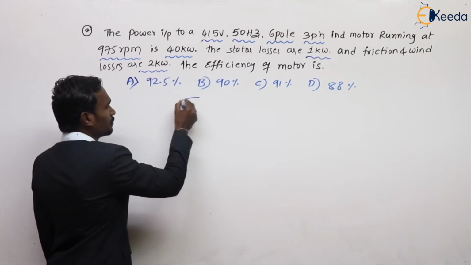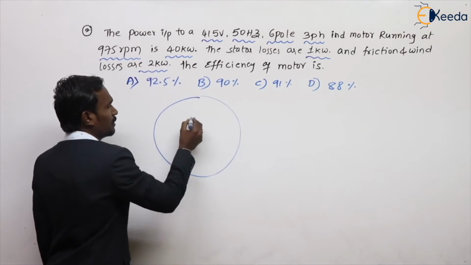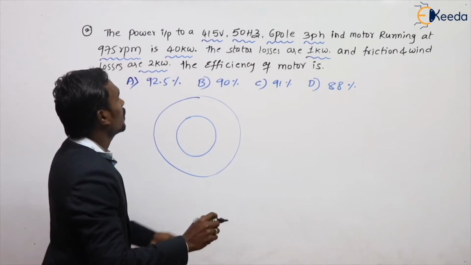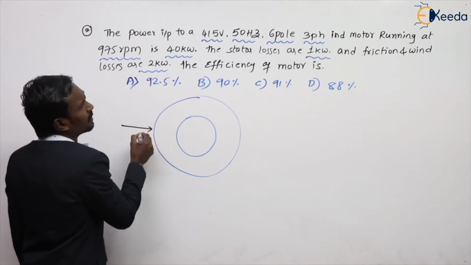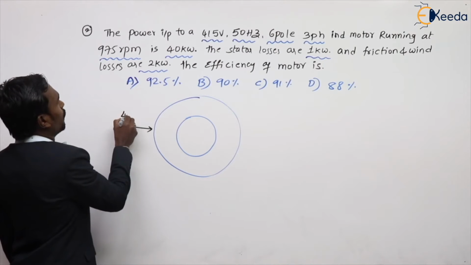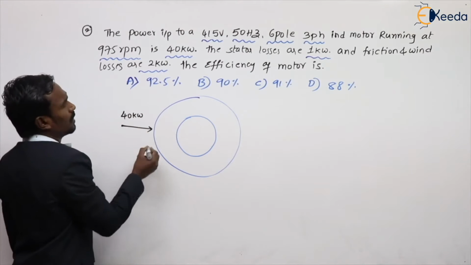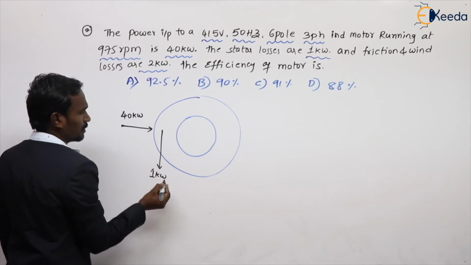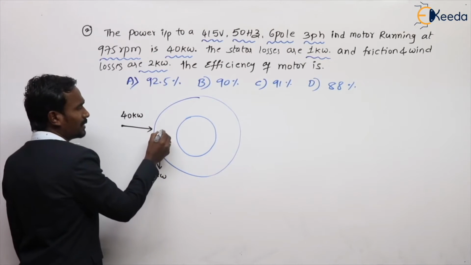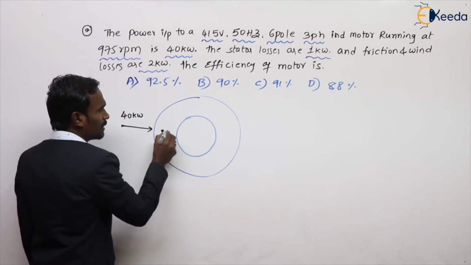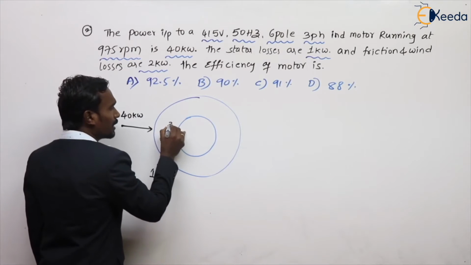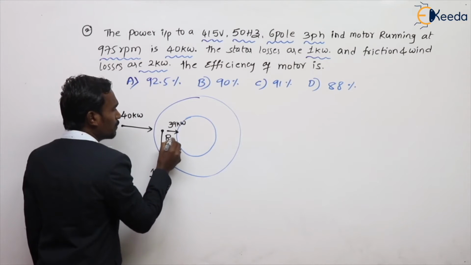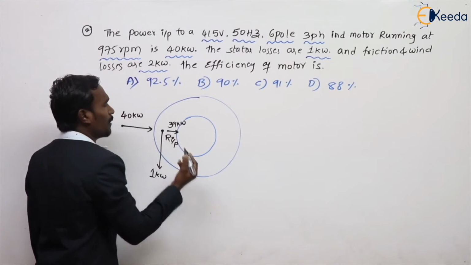Let's see here. This is my induction motor. Its input is 40 kilowatts, and stator losses are 1 kilowatt. When input is 40 kilowatts and stator losses are 1 kilowatt, then the rotor input is 39 kilowatts.